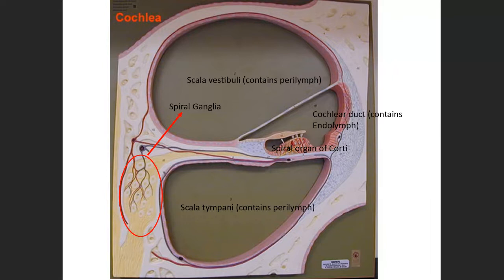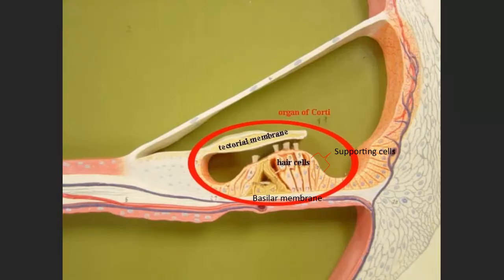The membrane that separates the scala vestibuli from the scala media is the vestibular membrane. The membrane that separates the scala tympani from the scala media is the basilar membrane. In the organ of Corti, which is the place where the receptors are found, this is what it looks like. So this is scala vestibuli, scala tympani, basilar membrane down here, vestibular membrane up here.